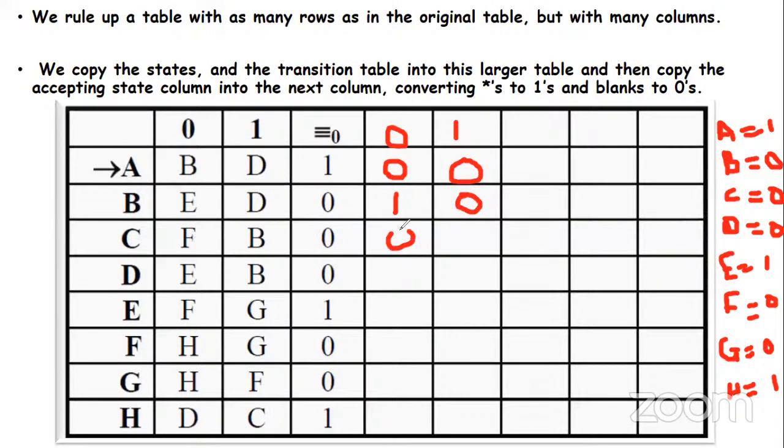F is 0. B is 0. E is an accepting state. B is 0. F is 0. G is 0. H is an accepting state, 1. G equals 0. H is an accepting state. F equals 0. D equals 0. C equals 0. So if you look at it here, B is 0, which is here. D equals 0, and it is here. Do you understand what I've done here now?